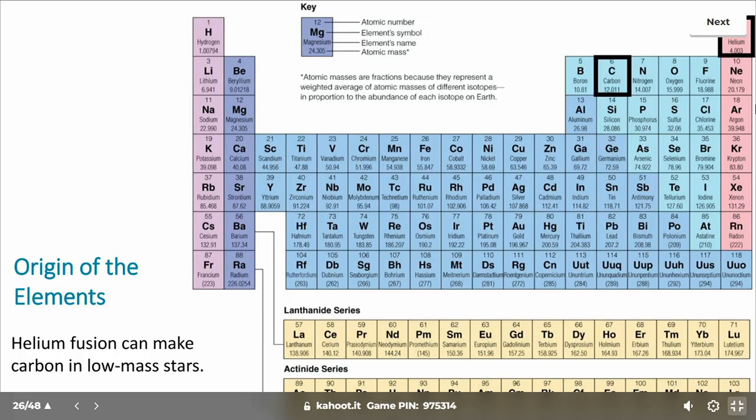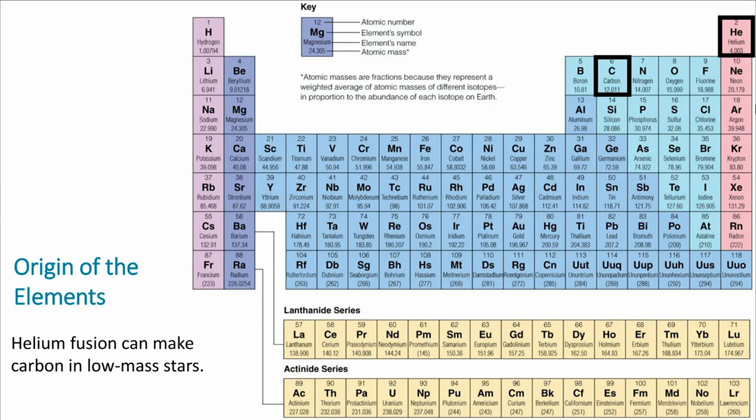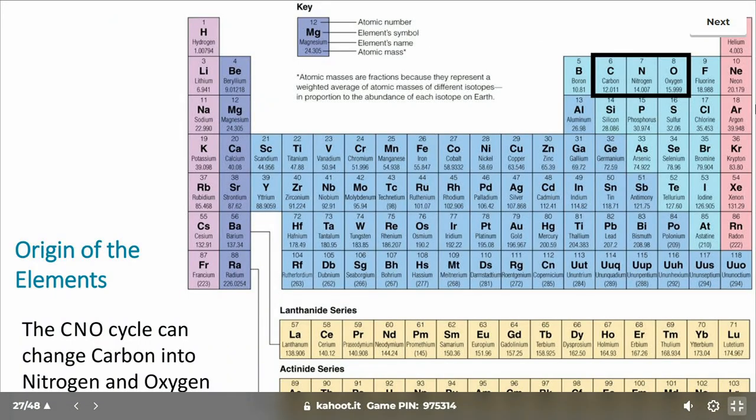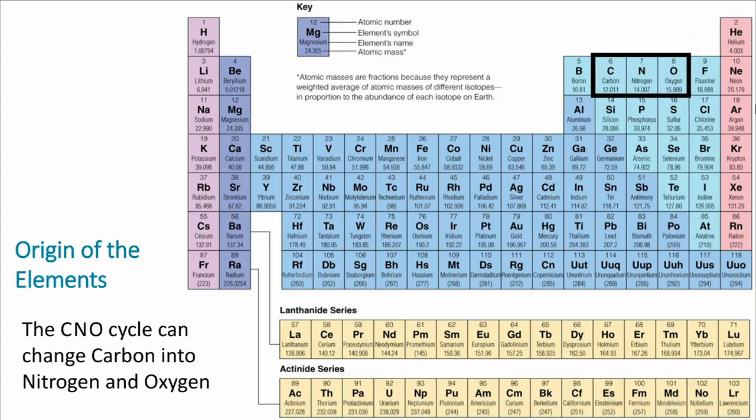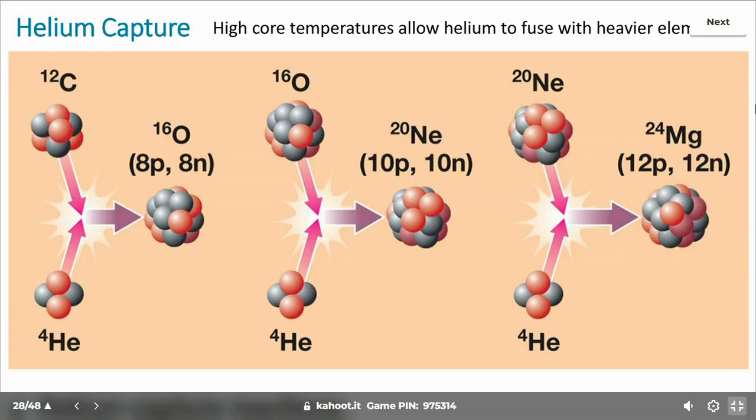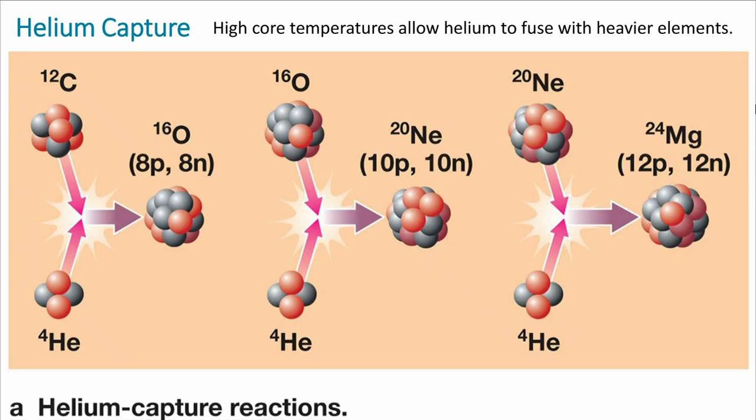In a low mass star, you fuse your hydrogen into helium, and then your helium into carbon. So now we're getting a bit more of the periodic table filled in. The high mass stars are using the CNO cycle, so they're building up carbon, nitrogen, and oxygen. And then this process of the helium fusing with these various elements is called helium capture. And so we're building up oxygen, neon, and magnesium.